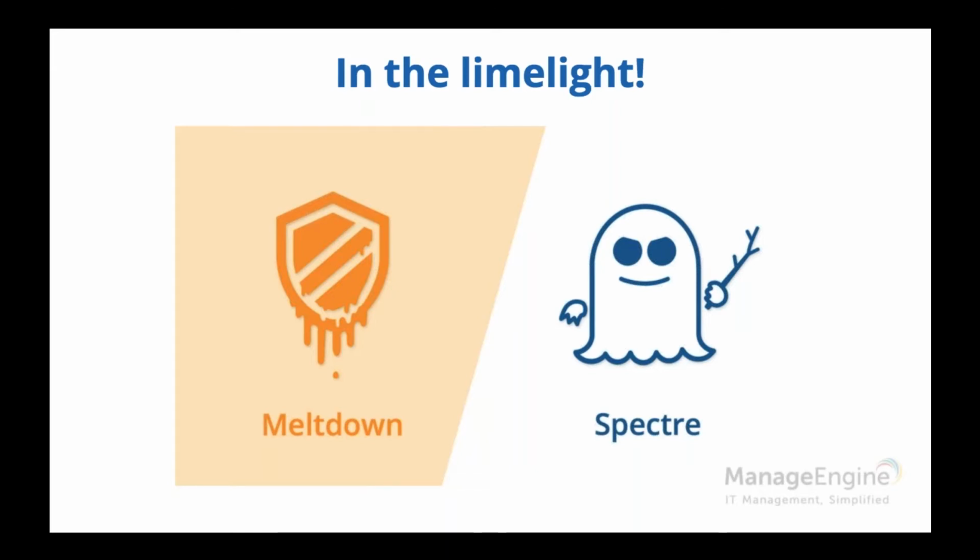So what is in the limelight for January's Patch Tuesday updates from Microsoft? As we can clearly see, Meltdown and Spectre are taking the IT world by storm. These security vulnerabilities, these CPU bugs, are affecting almost every device that runs on a modern processor. Your Intel processors, your ARM processors, as well as your AMD processors.